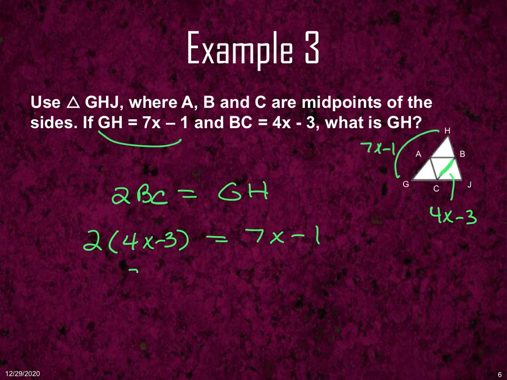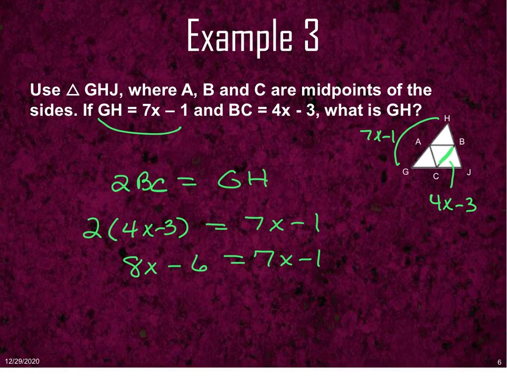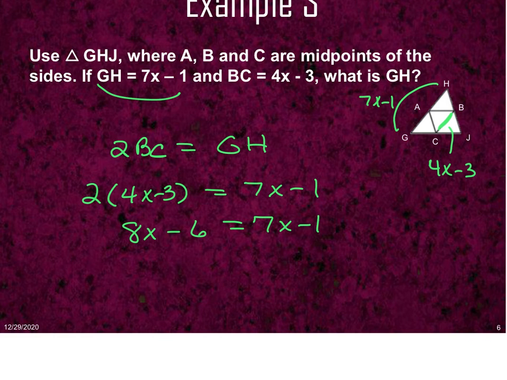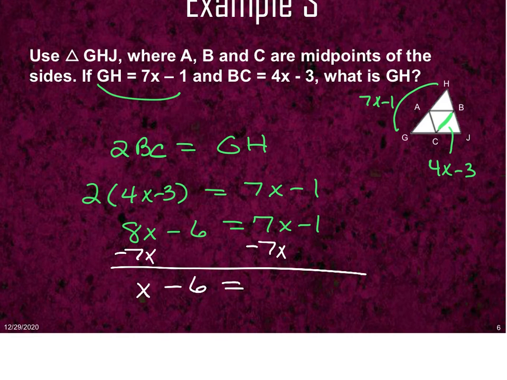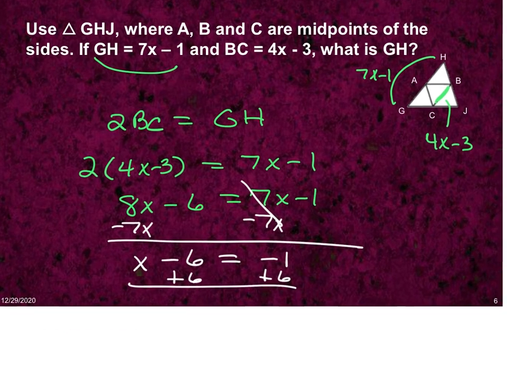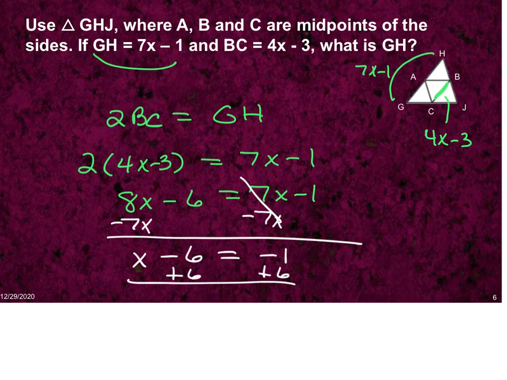I need to distribute. And now I need to move my like terms together. So I'm going to go ahead and subtract 7x. I get x minus 6 equals negative 1. Add the 6. X equals 5.